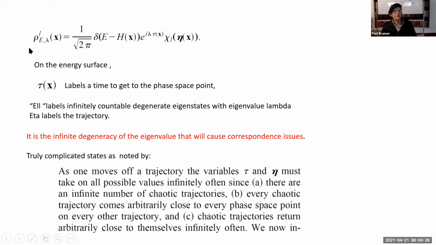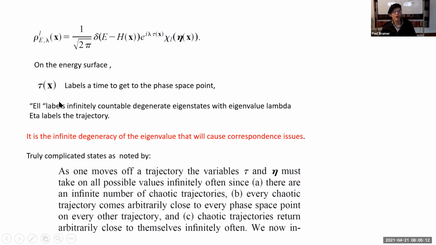So here's what they look like. Rho E lambda, where lambda is the eigenvalue and E now defines the energy. You see it's confined to the energy hypersurface, as you might expect from an ergodic system. Tau and eta are two complicated functions which define these chaotic eigenstates in classical mechanics. Tau labels a time to get to a phase space point. So imagine that you start out with a fixed position and it takes you a certain amount of time to get to that position X. That's what tau is.